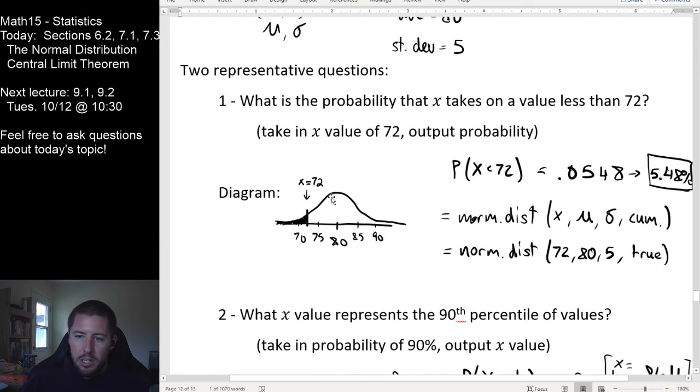Oh, sorry, I was looking at the wrong picture. Here we go. Here's our correct picture. Our left bound says go left forever. Our right bound says our upper bound is 72 as an x value here.